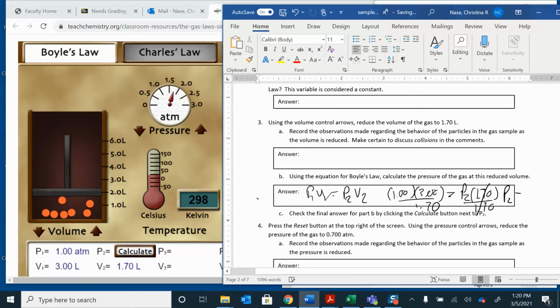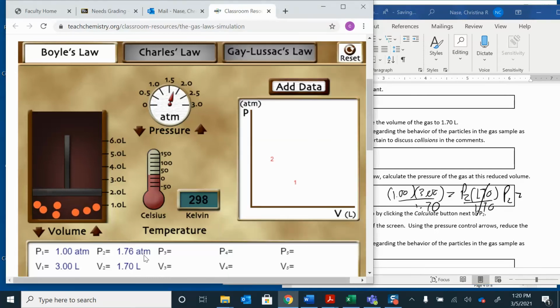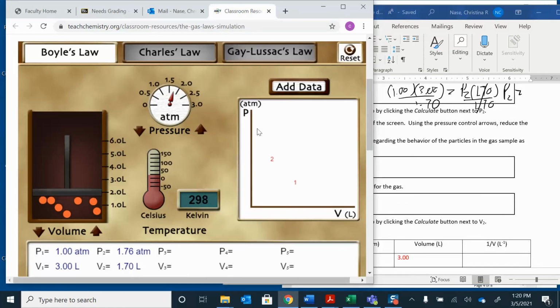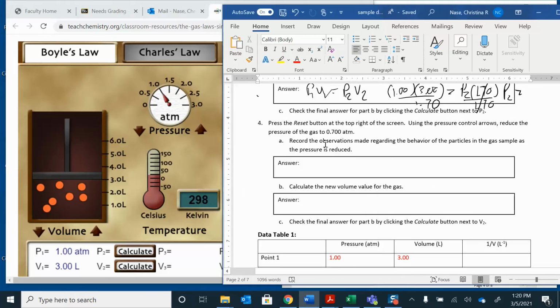P2 ends up being what? You can calculate it, and then you can just push calculate, and it'll tell you that that's 1.76. You should confirm that that's also what you got. If I just did 1 times 3 divided by 1.7, yep, I got 1.76. Good, so that's the first part. Then you want to press the reset button. Up here is the reset button. Reset that.